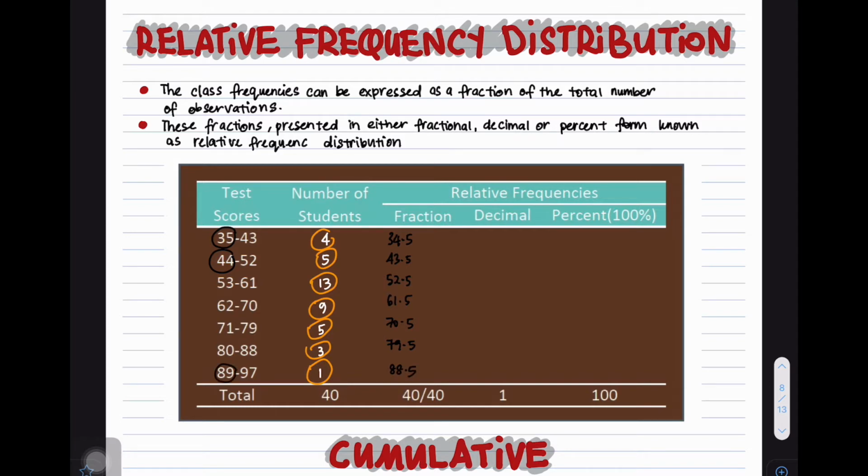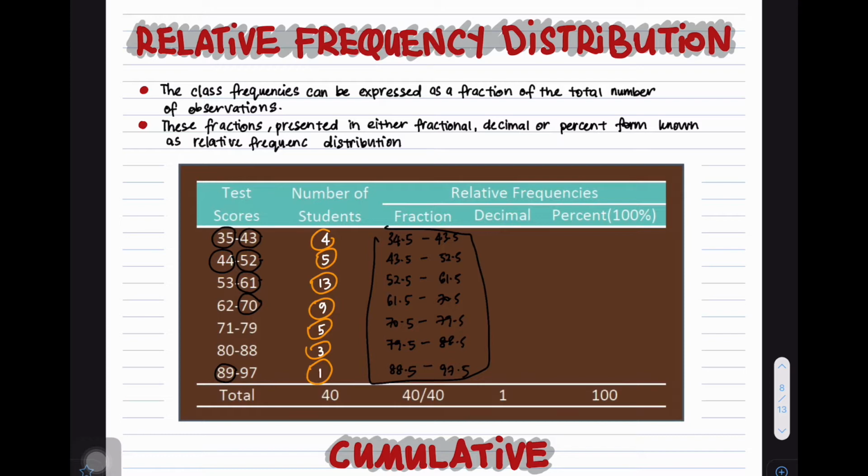Okay, this one is the lower limit. So the lower boundary will be 0.5 before the lower limit. So what is the upper boundary for each class? Upper boundary will be 0.5 after the upper limit. So 0.5 after 43 will be 43.5. 0.5 after 52 will be 52.5. 0.5 after 61 is 61.5. And you have here 70.5, 79.5, 88.5, and the last one is 97.5. So this is the class boundary.